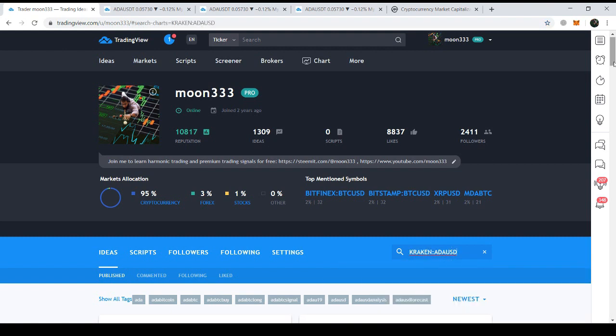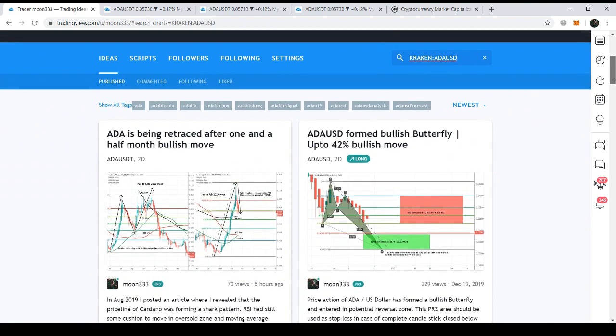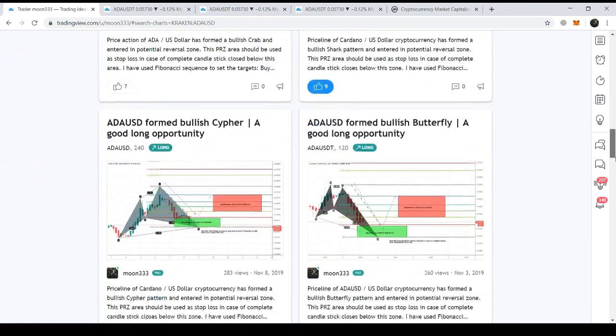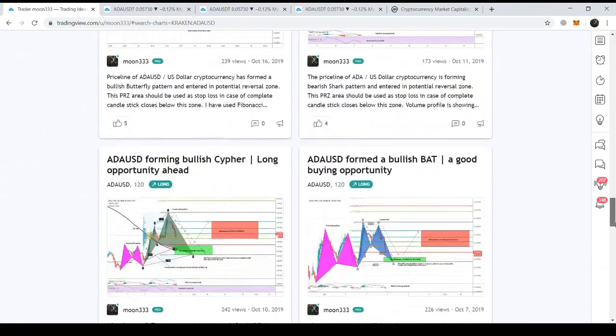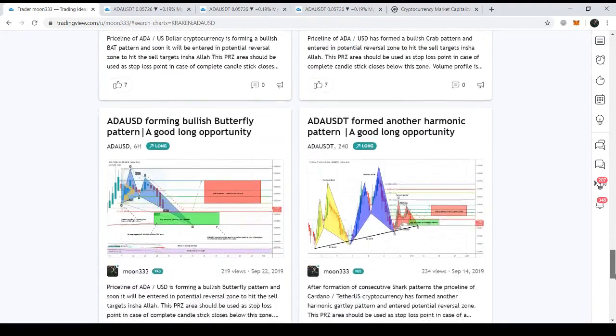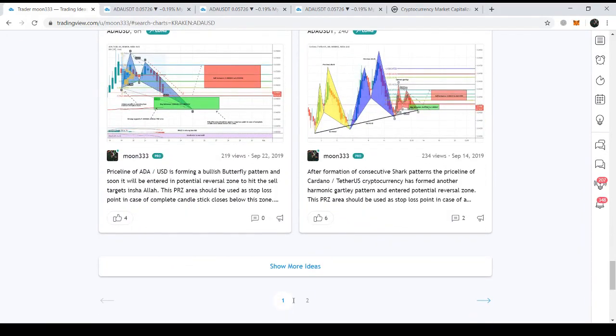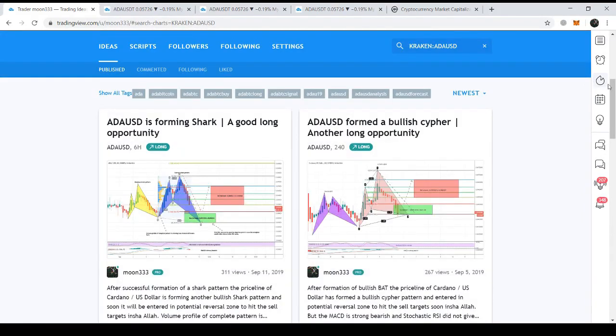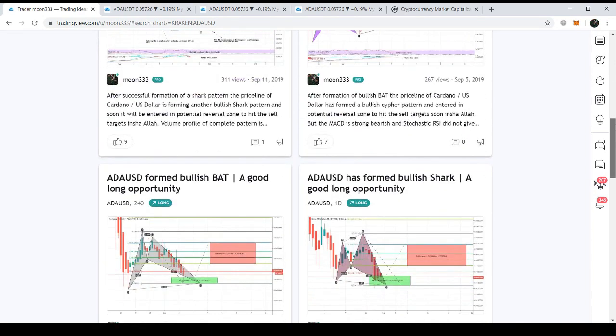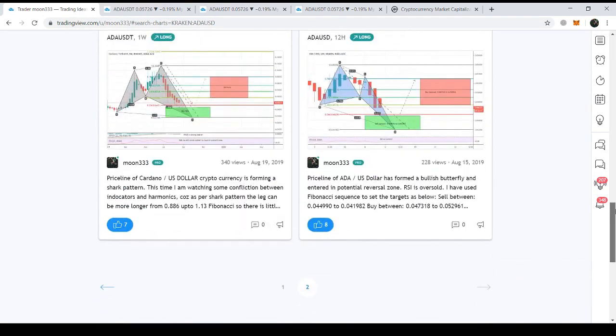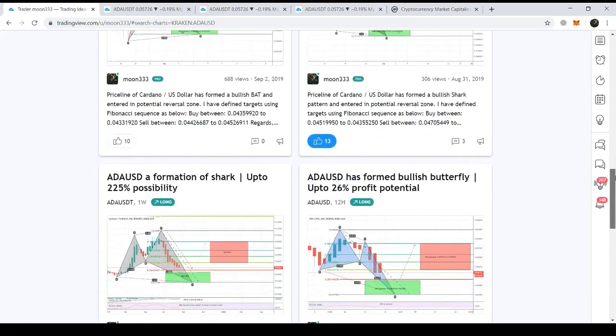Even the ADA has given us many opportunities to trade, and I've been posting different charts on the ADA, but this one is the most important chart. After watching this chart as a recap, it will be easy for us to understand the current position of the ADA.